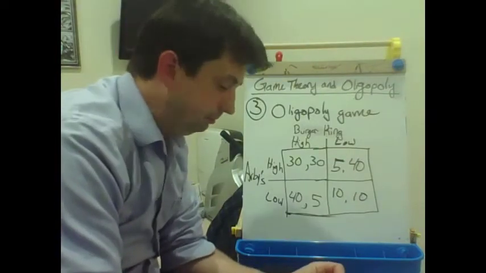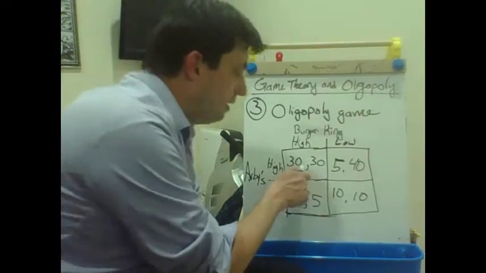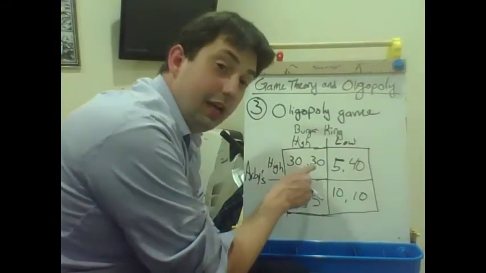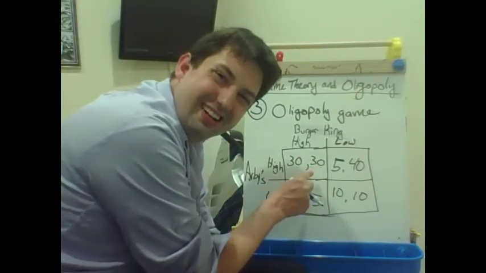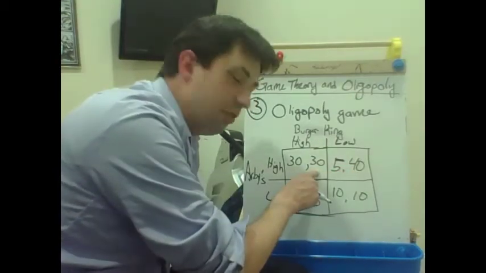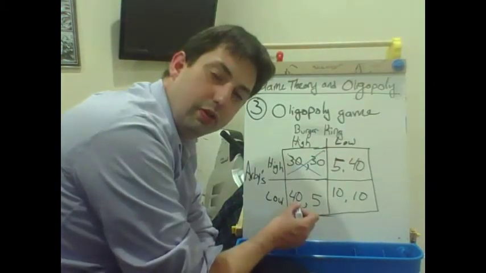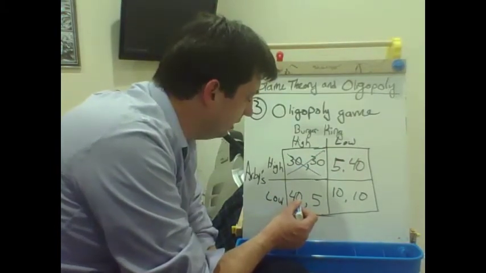Let's play the game. If they both have high, they get a lot of money. But, oh, it's so tempting to cut prices and then take all their market share. 40 is greater than 30. So this is not Nash equilibrium. Same thing over here, too. 40 is greater than 30, not Nash equilibrium.